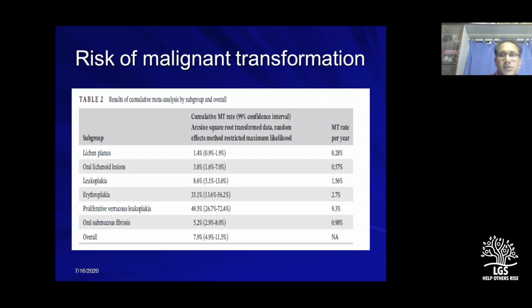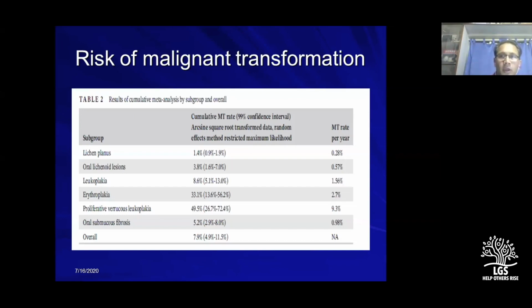Submucous fibrosis, which is commonly seen in Southeast Asia and even in large parts of our population as well, has a malignant transformation rate of 5%. So keep these numbers at the back of your mind, because if you're going to deal with an oral potentially malignant condition, it's very important for us clinicians to know the risk of malignant transformation so that we can initiate appropriate follow-up protocols for these patients.